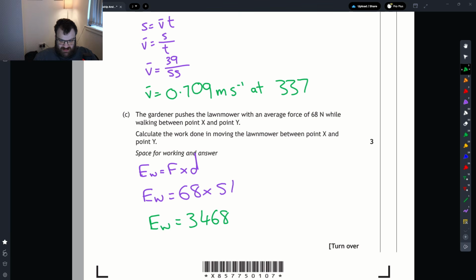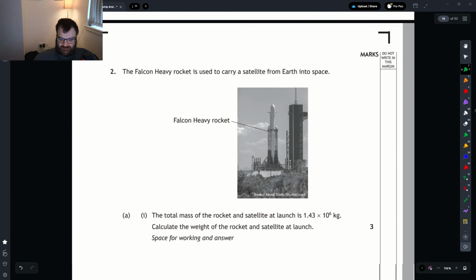EW would give 3,468. I'll round it to 3 significant figures. Let's go 3,470 newtons. Nope, not newtons, joules. Energy. So joules, and that would pick up your mark there.